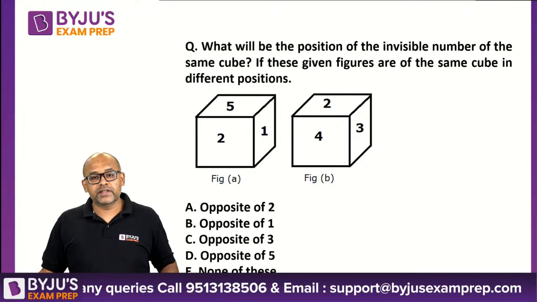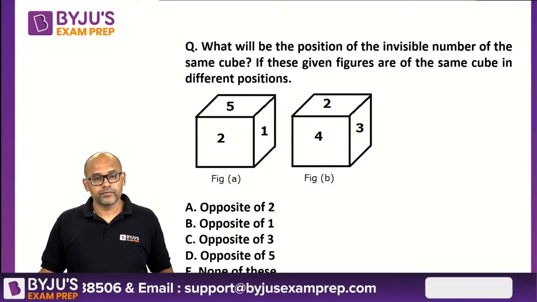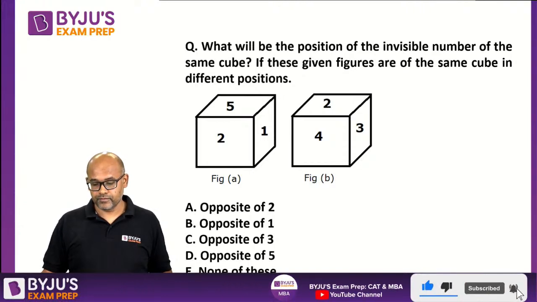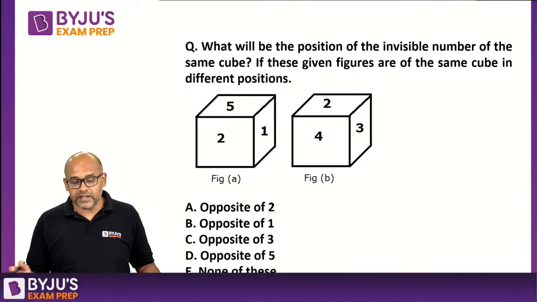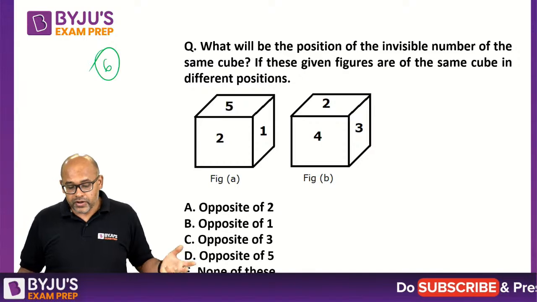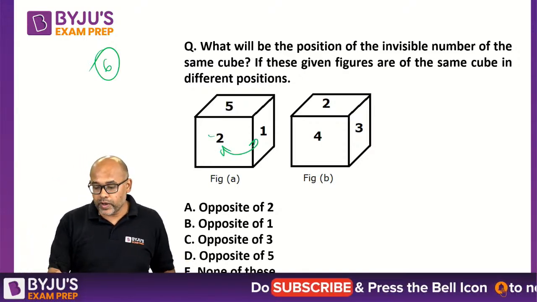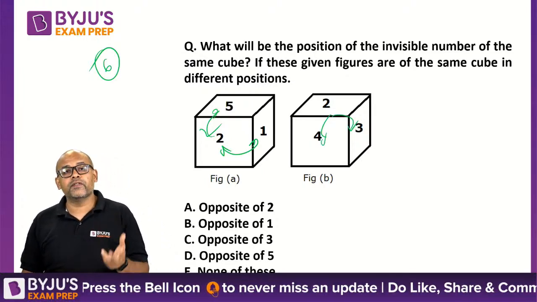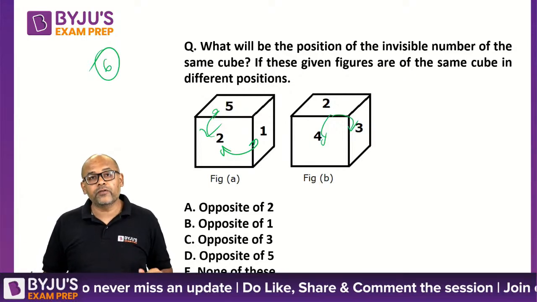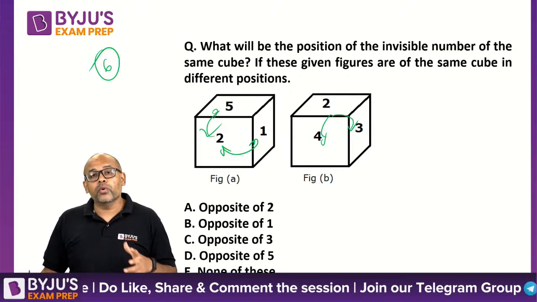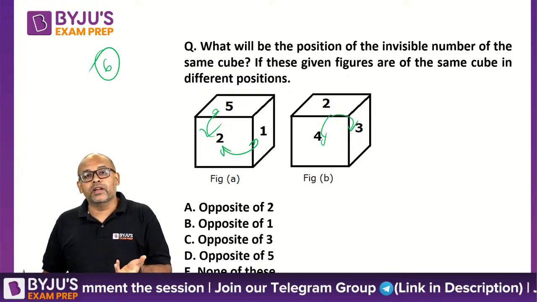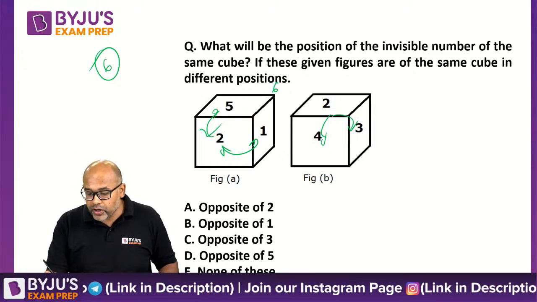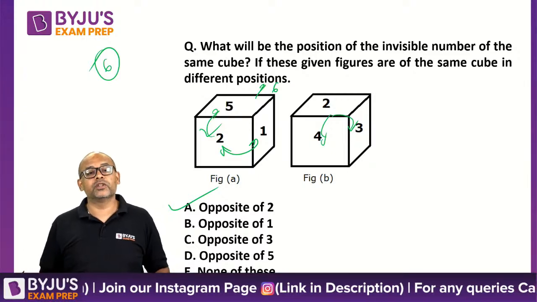Sumanshu, I'll explain the drawing method in this once again. First of all, what is the missing number? The missing number is 6. So 2 and 1, 2 and 5, 2 and 4, 2 and 3. So basically 4, 3, 1, 5 are all next to 2. So what is it which is not next to 2 then? If 4 sides are already covered, the only side left is the opposite side. So 6 should be on the opposite side of 2. Therefore the answer is option A.